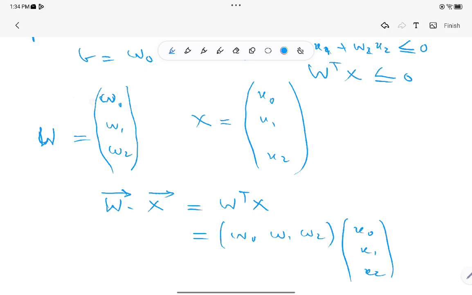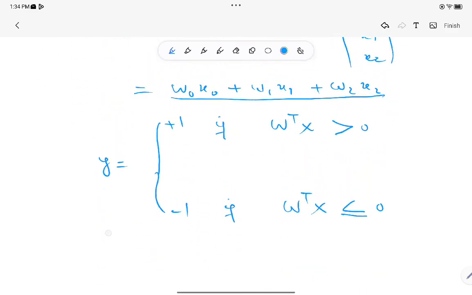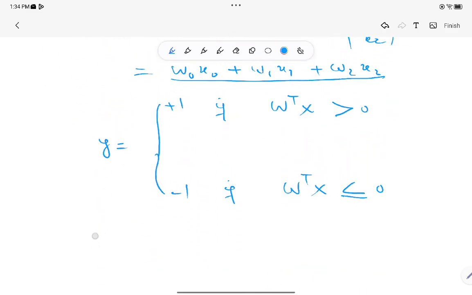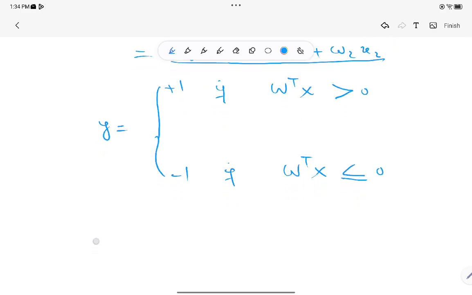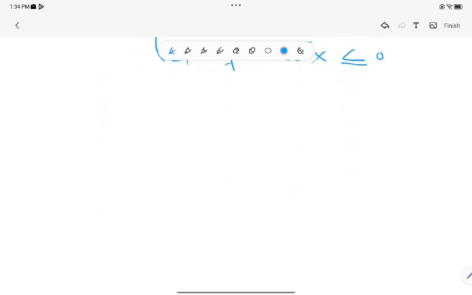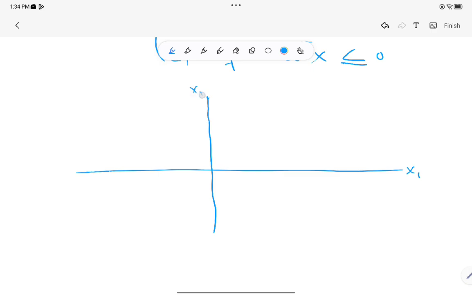Now going back to this, suppose I take the x1 x2 plane. Here is the x1 x2 plane. This is x1, this is x2. Both are inputs: x1 is an input, x2 is an input.